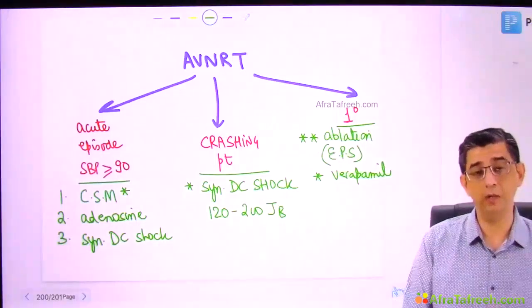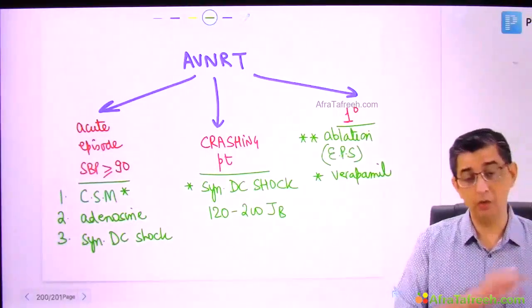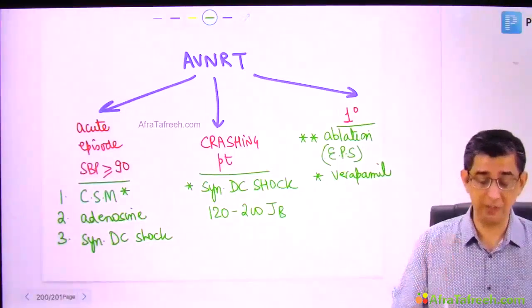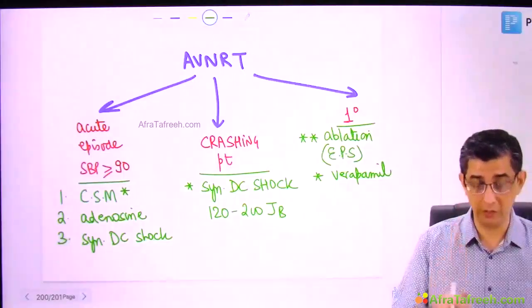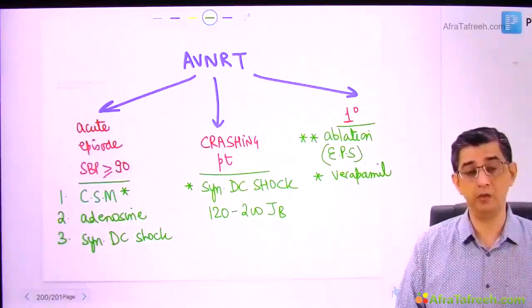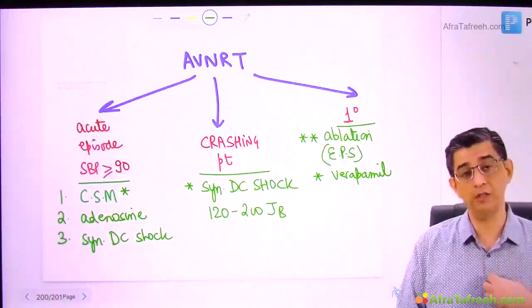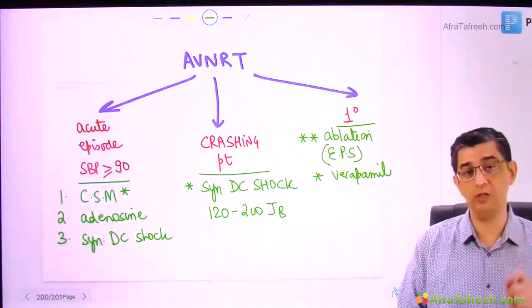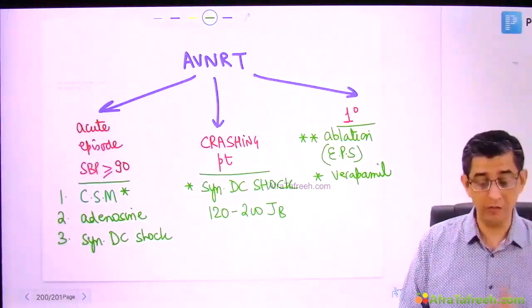Acute episode, hemodynamically stable: carotid sinus massage. Do not answer carotid sinus massage if the person has atherosclerosis of the carotid artery. Keep a watch for that, because if they tell you that this person had an embolic stroke, or is a known case of chronic stable angina, if they are giving you a situation of atherosclerosis, then you obviously need to be wary.